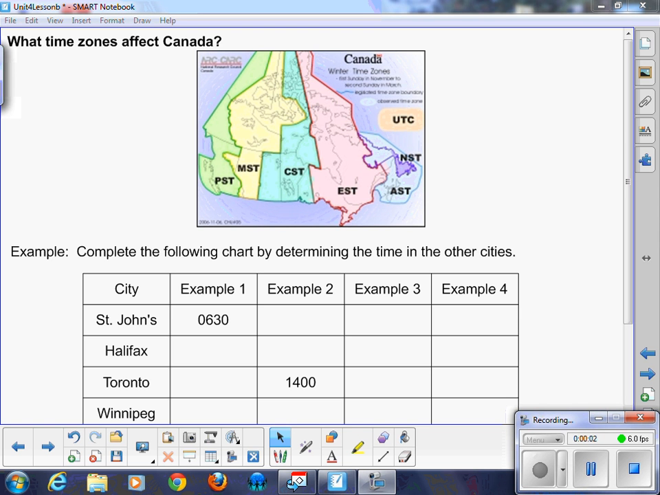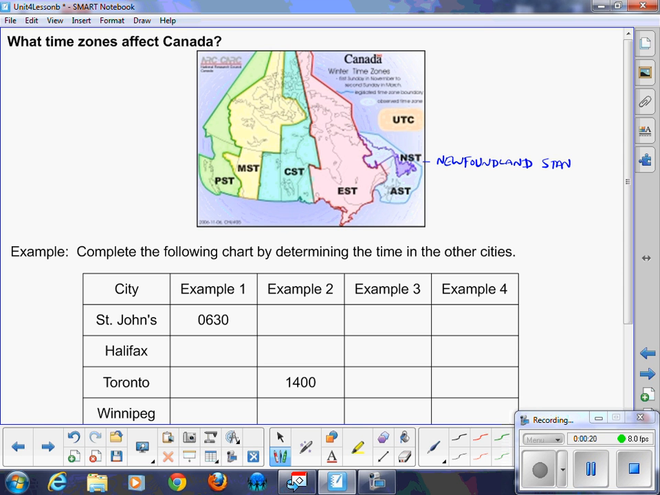Right, so in the second half we were talking about time zones and moving through time zones in Canada. So here we have the time zones listed. Our NST, that is our Newfoundland Standard Time. AST is our Atlantic Standard Time.